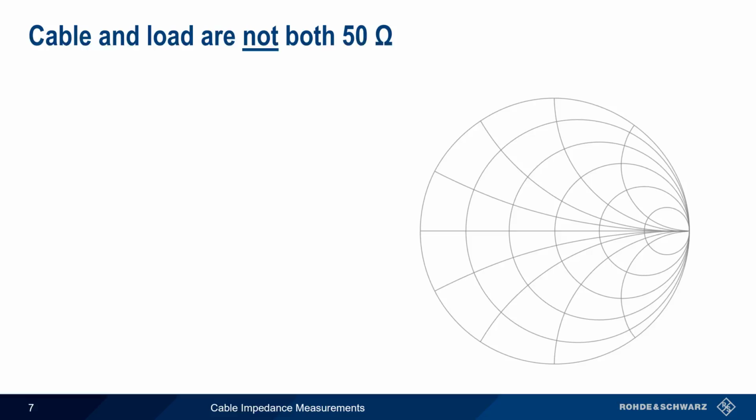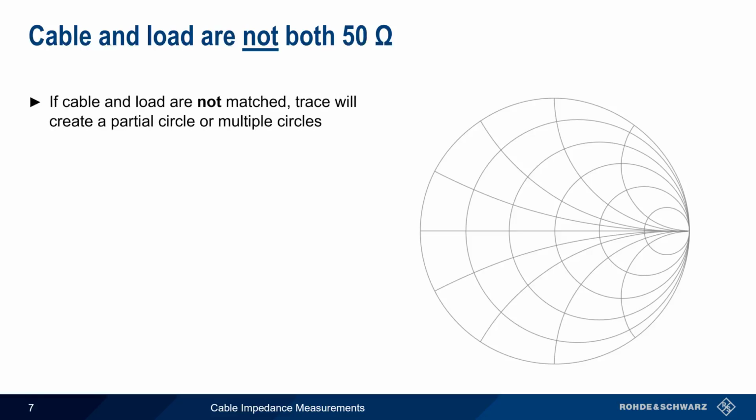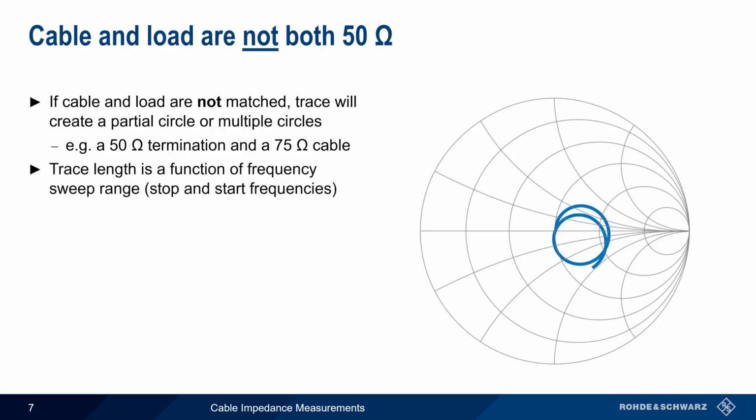What happens if the cable and the load are not both 50 ohms? In this case, the trace on the Smith chart will create either a partial circle or multiple circles as shown here. This kind of trace would be seen if a 50 ohm termination were connected to a 75 ohm cable. Note that the length of the trace is a function of the sweep range, that is, the user-configured start and stop frequencies used when making the measurement.